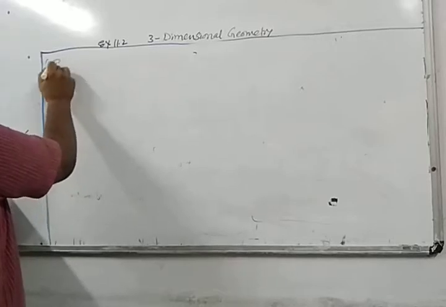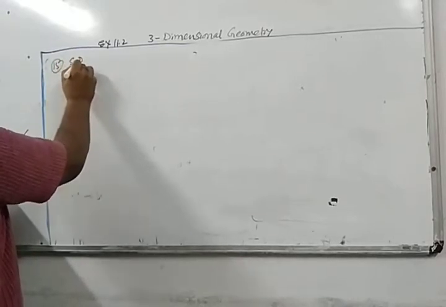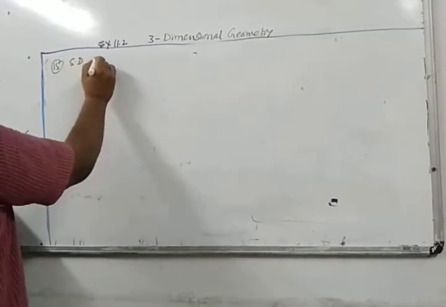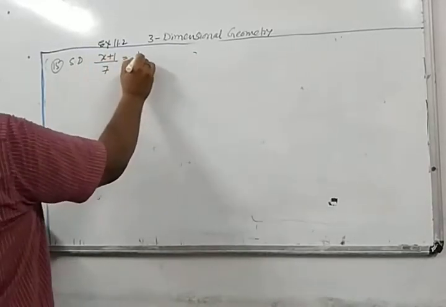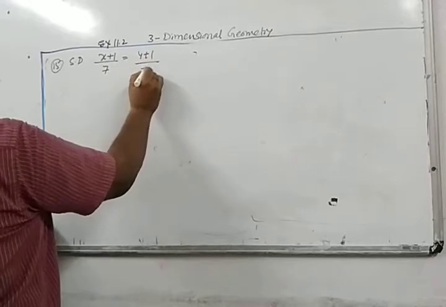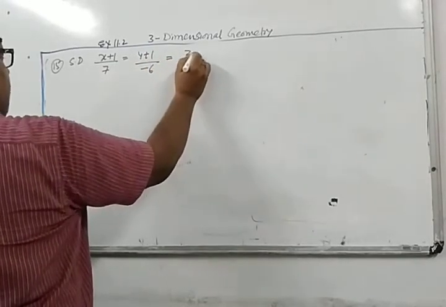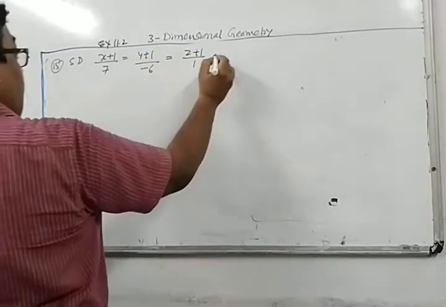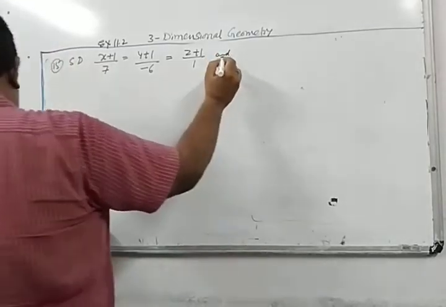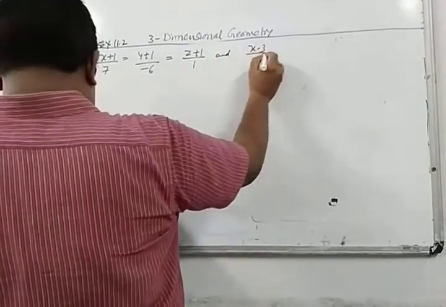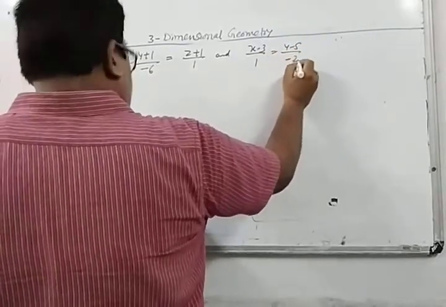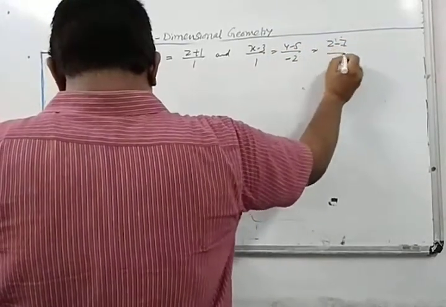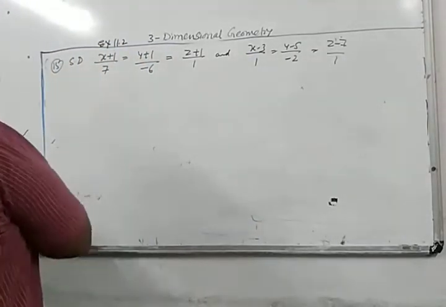Question number 15. Find SD, the shortest distance between the lines. The lines are (x plus 1)/7, (y plus 1)/minus 6, (z plus 1)/1. And the second line is (x minus 3)/1, (y minus 5)/minus 2, (z minus 7)/1. Okay, so these are the lines.